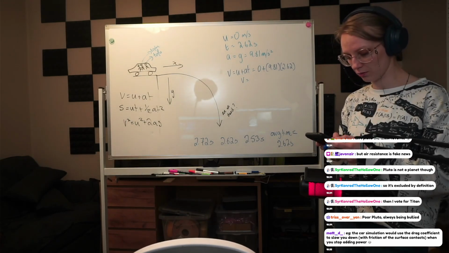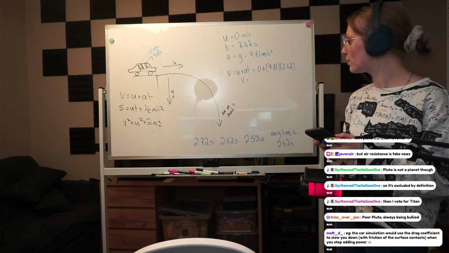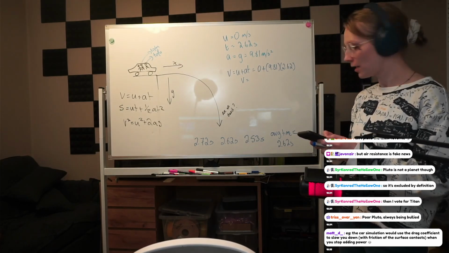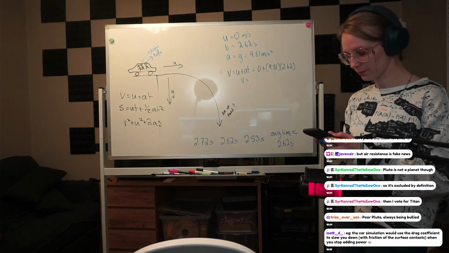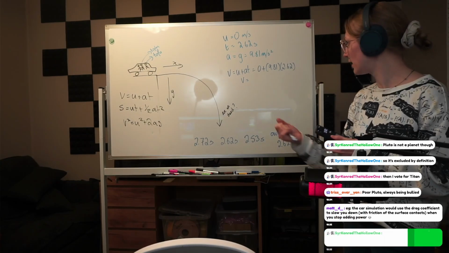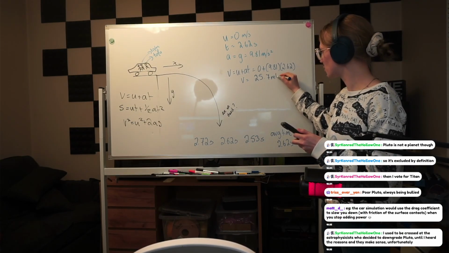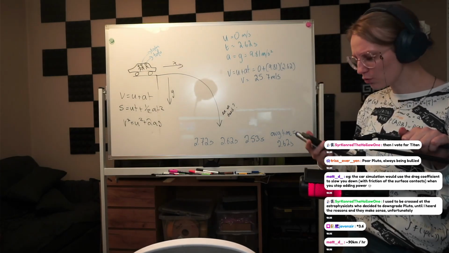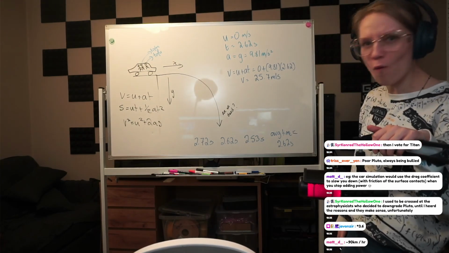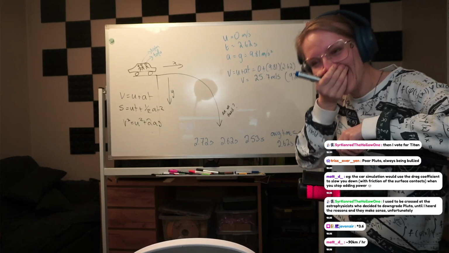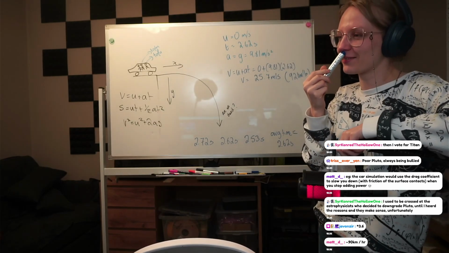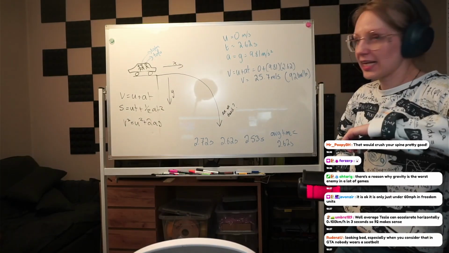So 2.62 all multiplied by 9.81. And we have 25.7 meters per second. 92 kilometers per hour? That's so freaking fast! Our survivability is looking really grim now. Alright, let's continue with that.